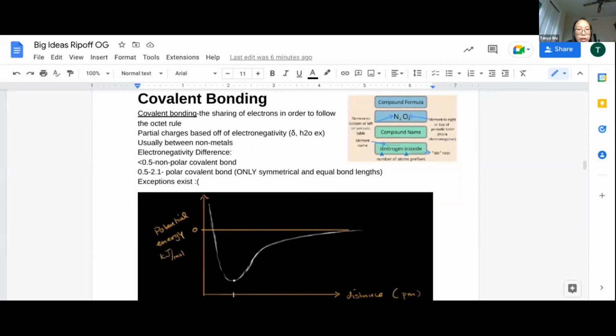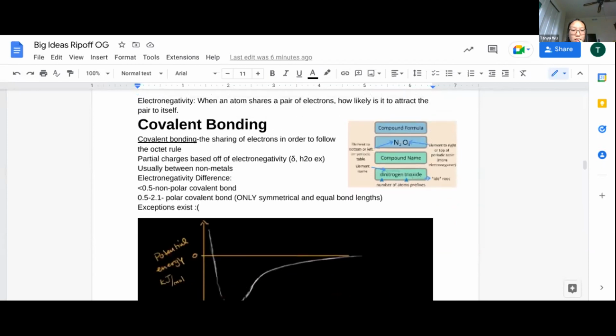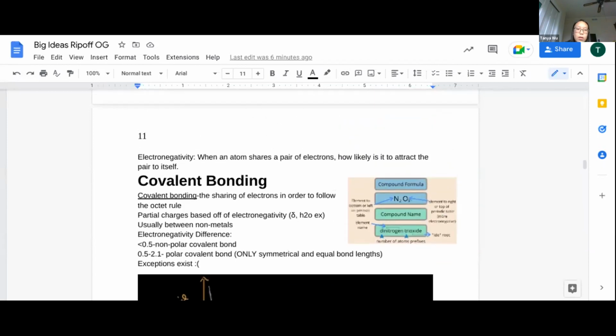Covalent bonding is the sharing of electrons in order to follow the Octet Rule. We already talked about that. But we did not talk about how there might be polar or non-polar molecules. So, covalent bonds usually will not have that high of an electronegativity difference. Those are usually ionic bonds.